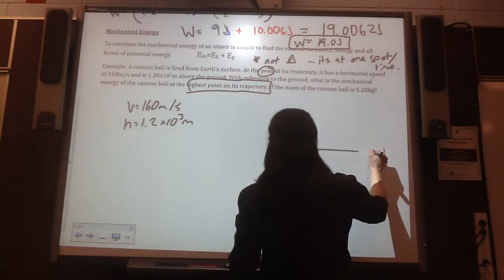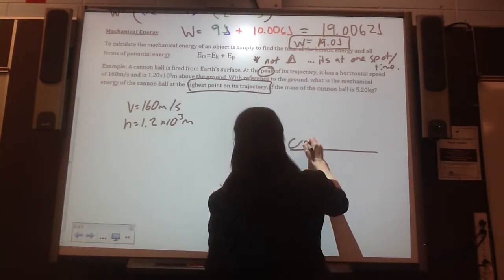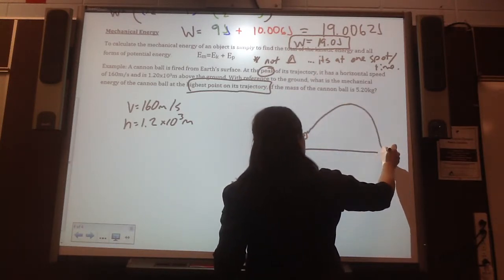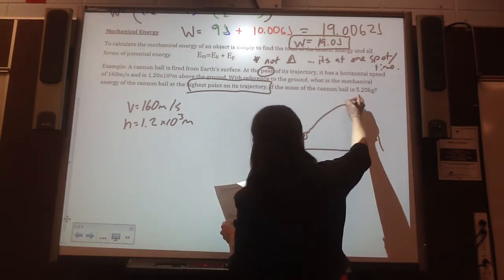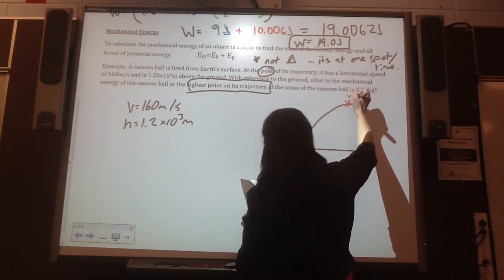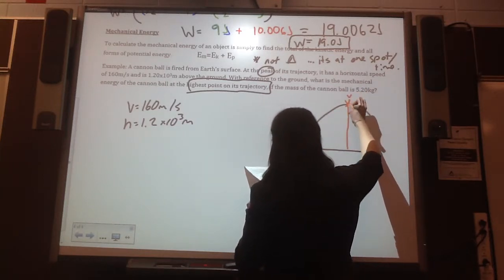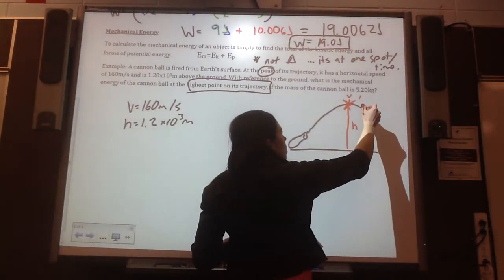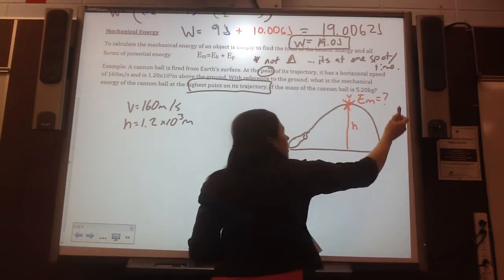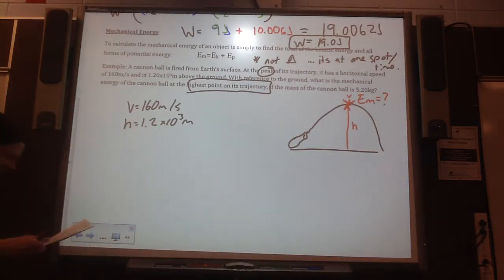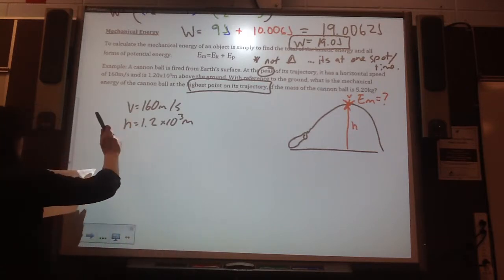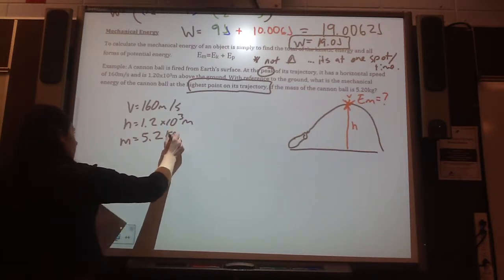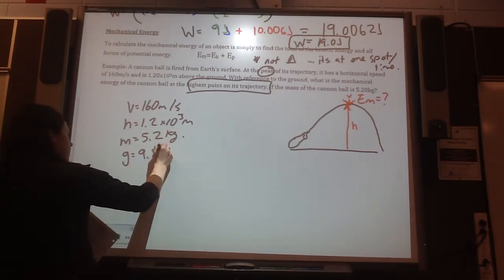So let's just draw a picture so that we have this conceptualized. So here's our cannon, shooting it. It's asking us at its height here. This is where our v is, and the height it gave us is this height here. So we're talking at a moment in time, what is EM, the mechanical energy at that spot. So I know my v, I know my h, I also know my m, 5.2 kilograms, and I know my g. It's always the same when on Earth.